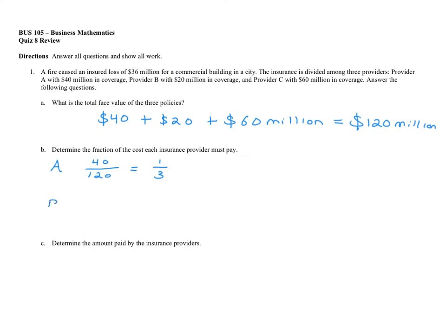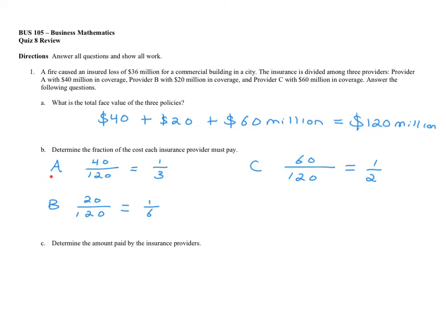Same thing for provider B. They have a $20 million policy out of a total $120 million, and this reduces to 1/6. This is because 20 goes into 120 6 times. And then finally, for provider C, we take 60 million and divide that into the total face value of 120 million, and that's equal to a half. So you could use decimals here, but you'd have to use quite a few just to make sure there's no rounding errors. I left them as fractions. It'll make it very easy to compute the values in Part C.